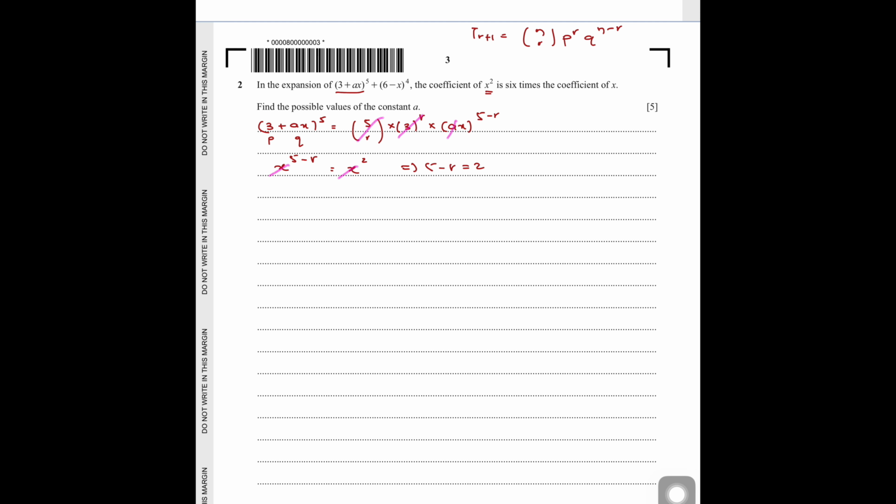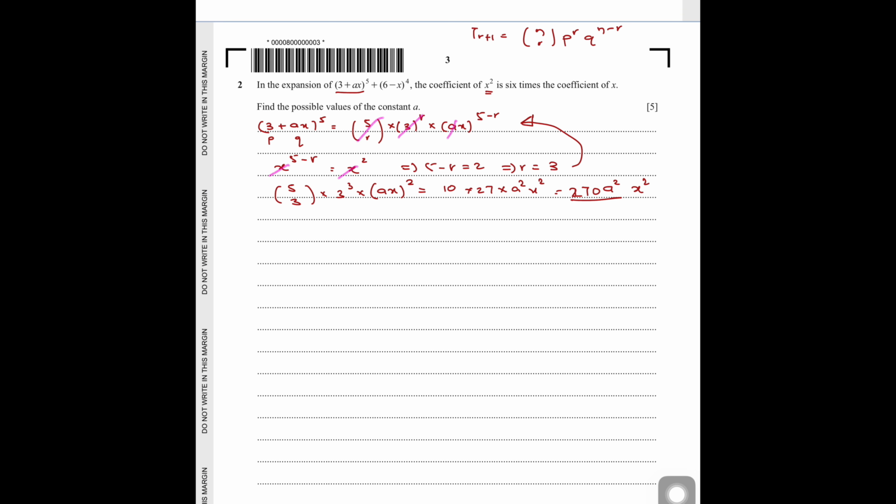So r is 5 minus 2, 3. I'll substitute back there. So that's 5C3, 3 to the power 3, and (ax)^(5-3), which is 2. 5C3 is 10 times 27 a^2 x^2. So the coefficient is 270a^2 for x^2.